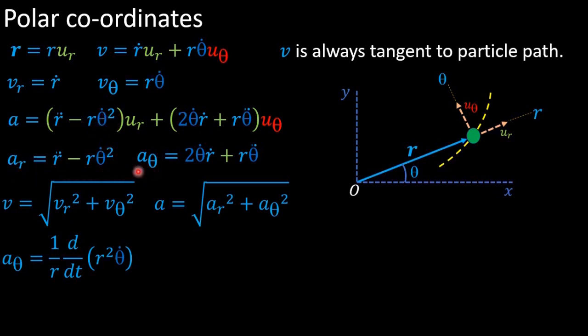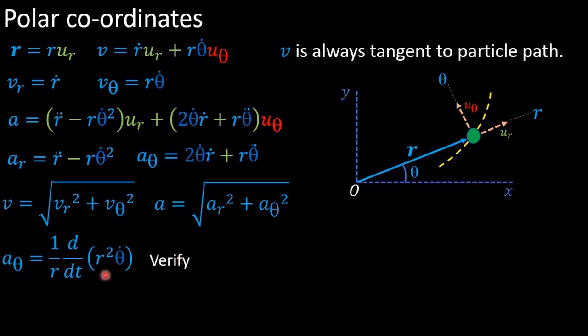And we can say the acceleration in the transverse direction is 2 times theta dot times r dot plus r times theta double dot. Okay, so that is the acceleration in the transverse direction. And if we want to know the magnitude of velocity of the particle, we would just apply Pythagoras to v sub r and v sub theta. And if we wanted to know the magnitude of acceleration, we would apply Pythagoras to a sub r and a sub theta. And note, we can also write a sub theta like this. So a sub theta here can also be written like that. That might come in useful at a later stage.